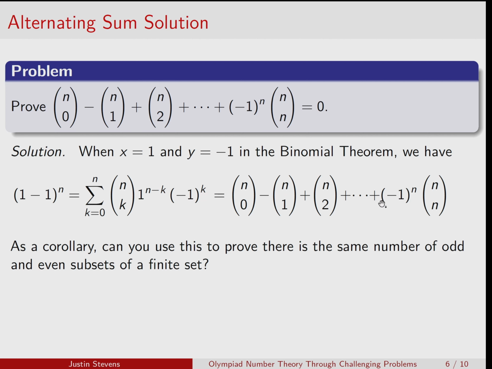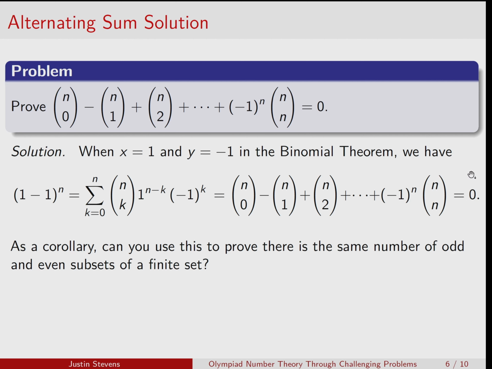And as a corollary, can you use this to prove that there is the same number of odd and even subsets of a finite set, as a fun exercise to try later on? And leave your answers in the comments below, please. And so that will be equal to 0 as well, because (1 minus 1) to the nth power is equal to 0.